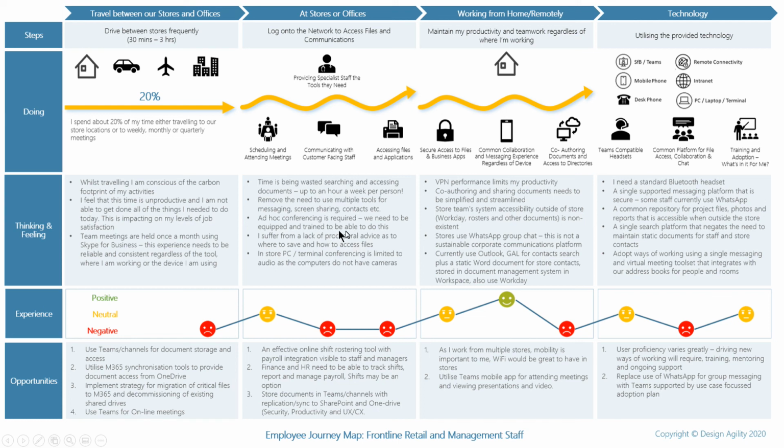Ad hoc conferencing is needed. In-store PC is limited to audio because the computers don't have cameras. So, it's identifying all these problems. Some of her technology needs: a standard Bluetooth headset, a single supported messaging platform, common repository, and etc. So you can see there's a ton of information here, shows some opportunities, what's needed. So this is the journey map that they've created for where they're at and how they need to get there.